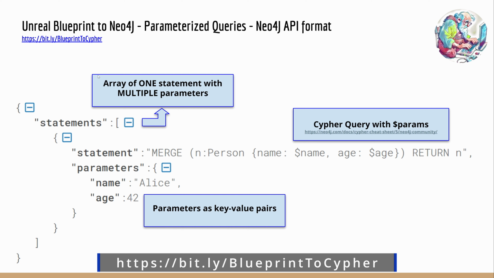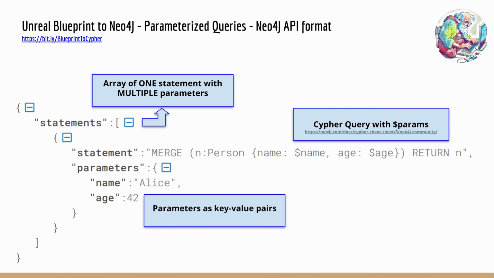Neo4j is always expecting this JSON object if you want to query or do anything with the database. It's one statements array with a JSON object that is always one single statement, a Cypher query, plus a list of parameters, which can be as long as you need, and the parameter key is always referenced in the Cypher query. And as it's an array, you can really add as many statements as you want.